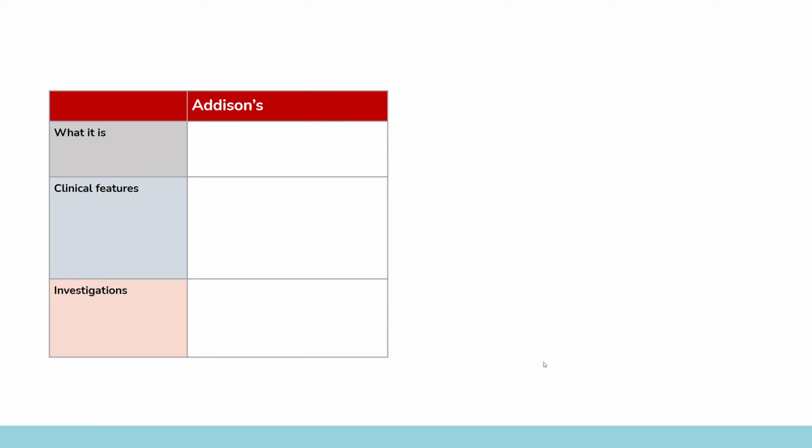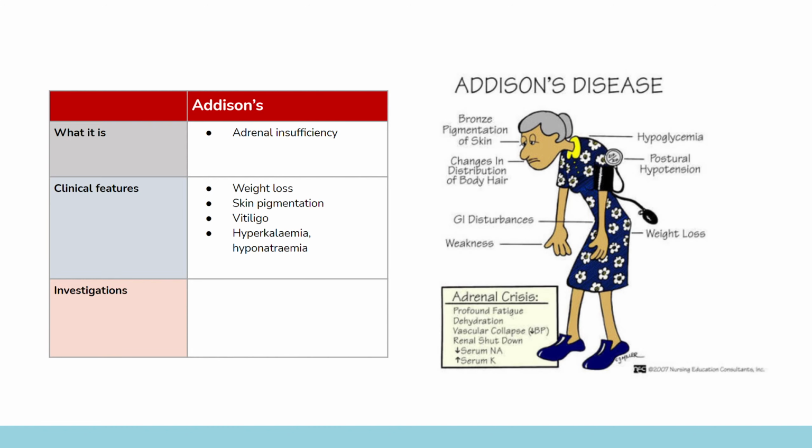Okay, so on to Addison's. So Addison's is basically adrenal insufficiency. So it's when you don't have enough of all the hormones the adrenal glands make. So some of the key features are weight loss, skin pigmentation, vitiligo, hyperkalemia, and hyponatremia. And once again, here's a picture you can use to help you remember. Investigations, just cortisol, ACTH, aldosterone.